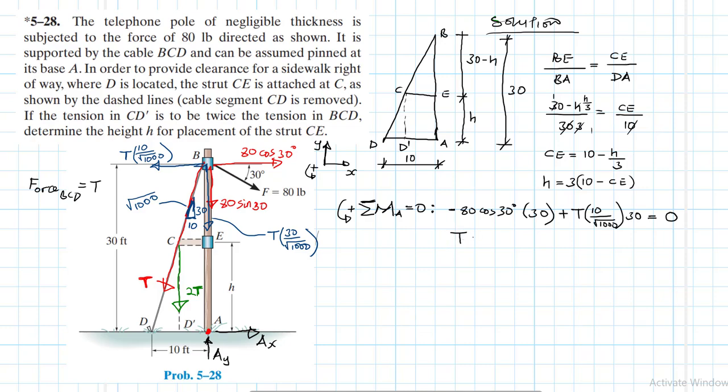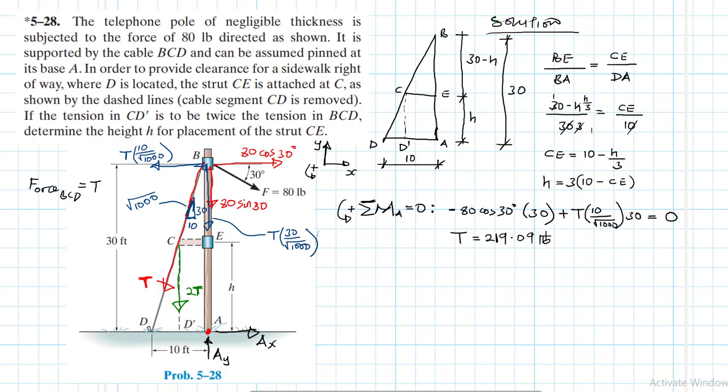So let's make T the subject of the formula. Grab your calculator, make T the subject of the formula. Okay, there we go. So we have 80 cos 30. Of course the 30s are going to cancel out, divided by 10 divided by root 1000. Right, what do we have? We have 219.09 pounds. Okay, let me recalculate it again.